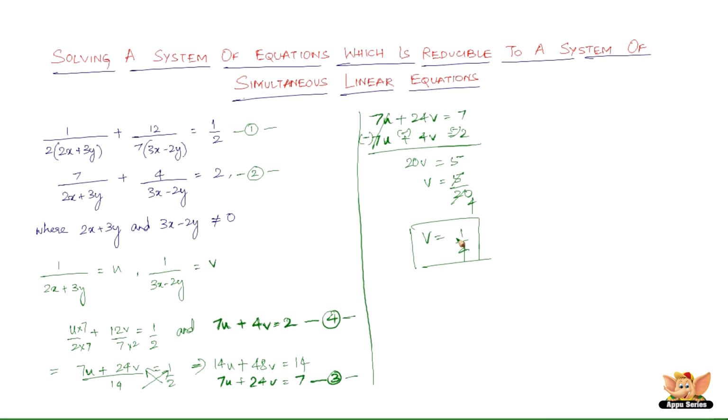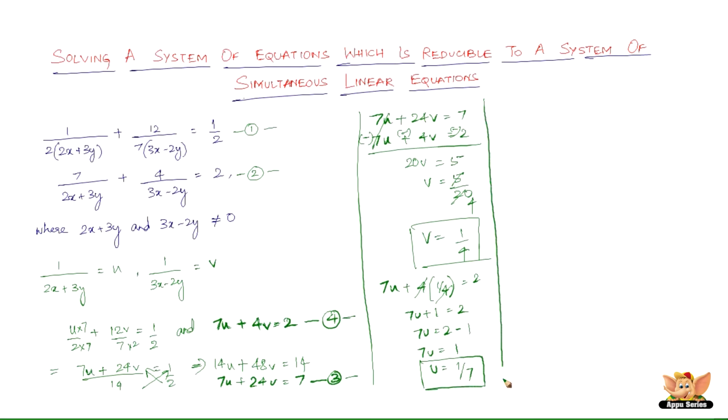Now let us substitute the value of v in equation 4. We get 7u plus 4 times 1 by 4 equals 2. The 4 and 4 get cancelled, so we have 7u plus 1 equals 2, or 7u equals 2 minus 1, or 7u equals 1, or u equals 1 by 7. So we've also found u. One part of the problem is over. We found the values of v and u, but we have to solve for x and y.